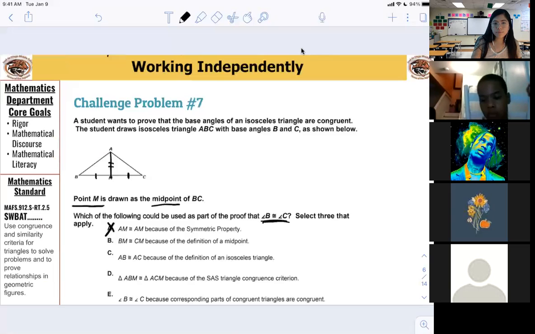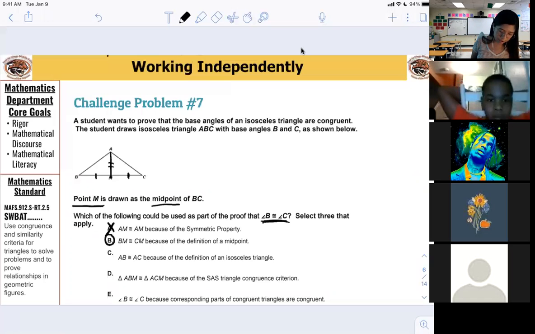Miss, our connection went out. Can you repeat the question, please? We're trying to decide whether answer choice B is true or false. Yes, that's true, because we already figured out they're congruent because M is the midpoint of BC. Good. Okay. Answer choice C.